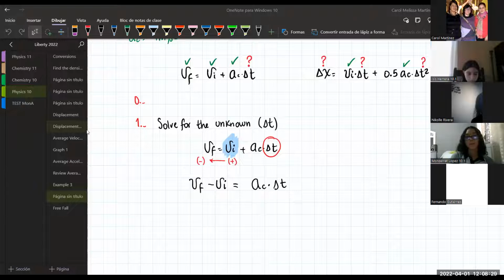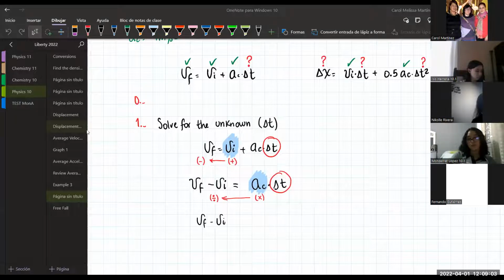Okay? But you still need to isolate for the time. What are you going to do? You need to move the acceleration to the other side of the formula. What is acceleration doing to the time? Is it adding, subtracting, multiplying? It is multiplying. So acceleration is multiplying here. When you send it to the other side, it's going to be dividing. Okay? So the procedure will be final velocity minus initial velocity divided by acceleration equals time.